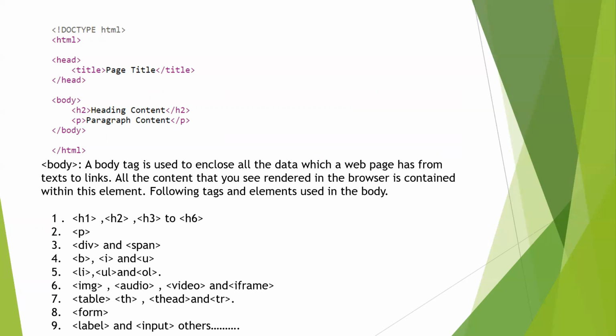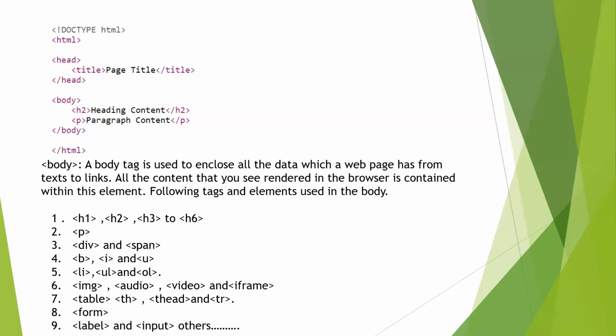Body tag is used to enclose all the data which a web page has, from text to links. So all the contents that you see rendered in the browser is contained within this element. Following are the tags and elements which are used in the body. For the headings, we are using H1, H2, H3 up to H6. And for the paragraph, we are using P, and we are also using div and span, B, I and U.